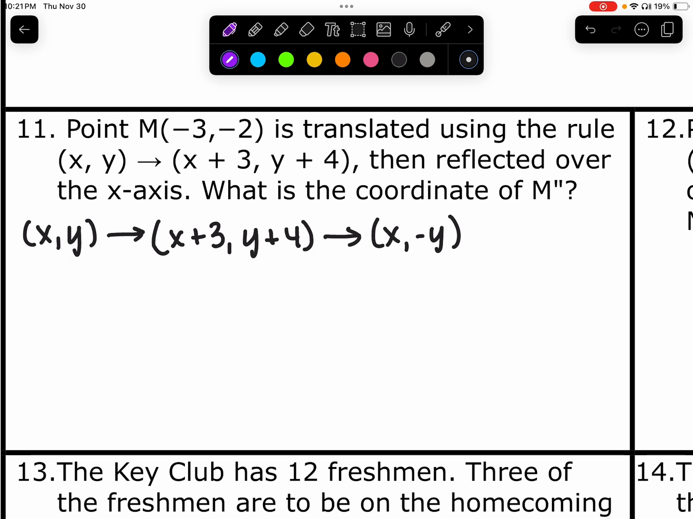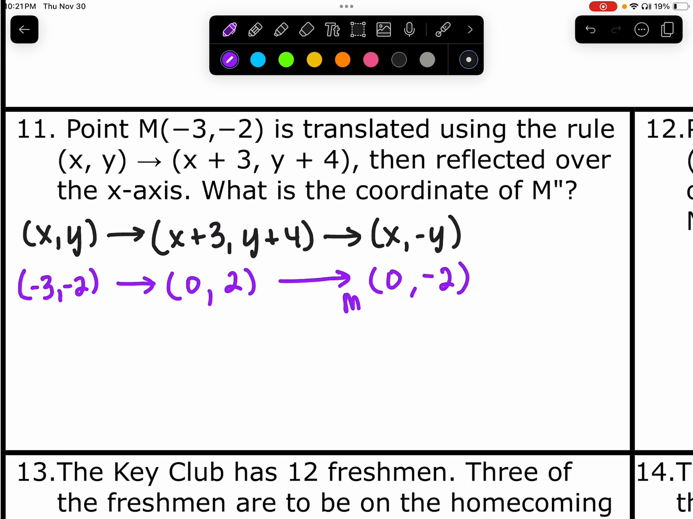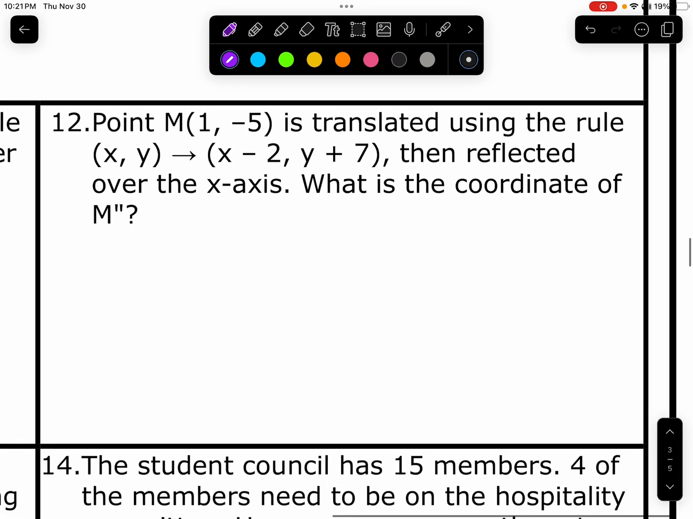And so M is (-3, -2). If we add 3, we get 0, and if we add 4, we get 2. And then here, if we just switch the y sign, we get (0, -2). And again, that would be M double prime. Go ahead and try number 12.